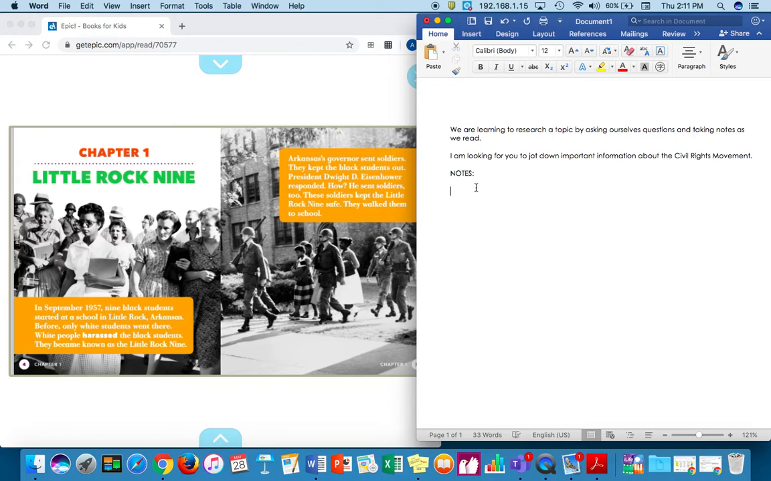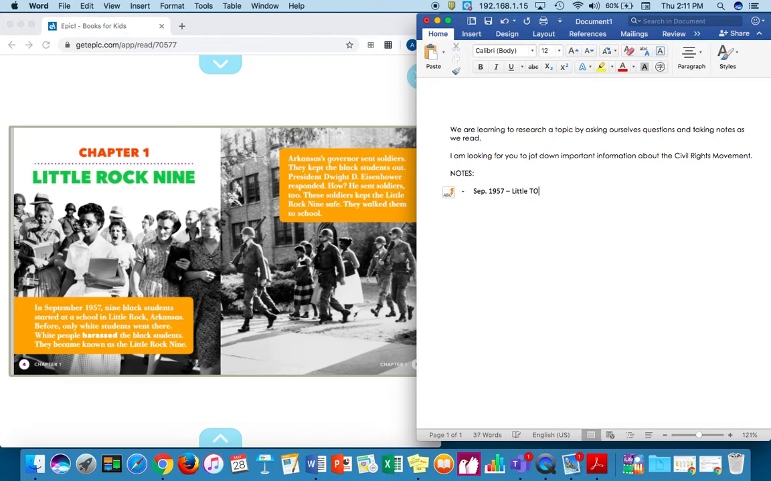So as I'm reading this text, in September of 1957, 9 black students started at a school in Little Rock, Arkansas. Before only white students went there, white people harassed the black students. They became known as the Little Rock Nine. That is an important date that I might want to write down, and I might write September 1957. Again, these are my notes, so if I'm not going to write the whole year of September, that's okay.